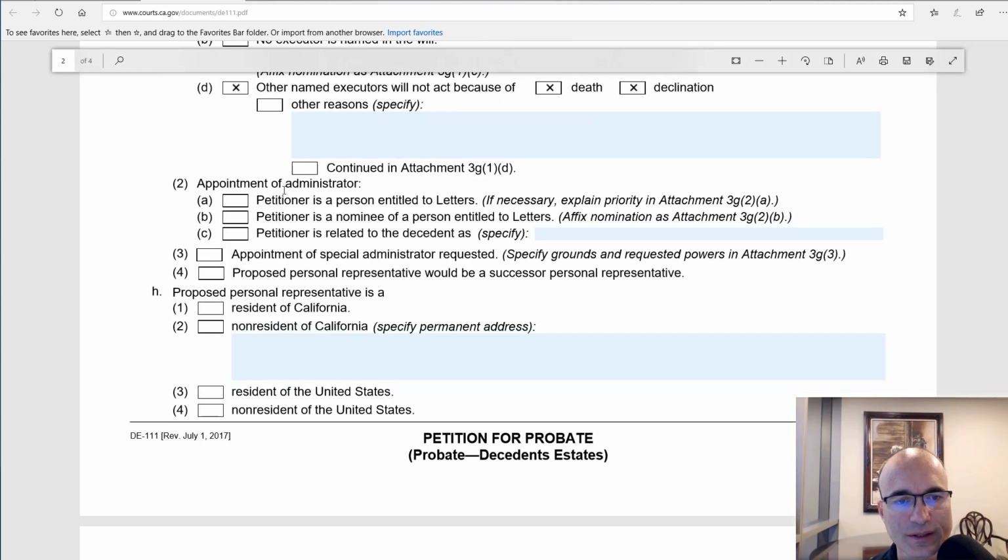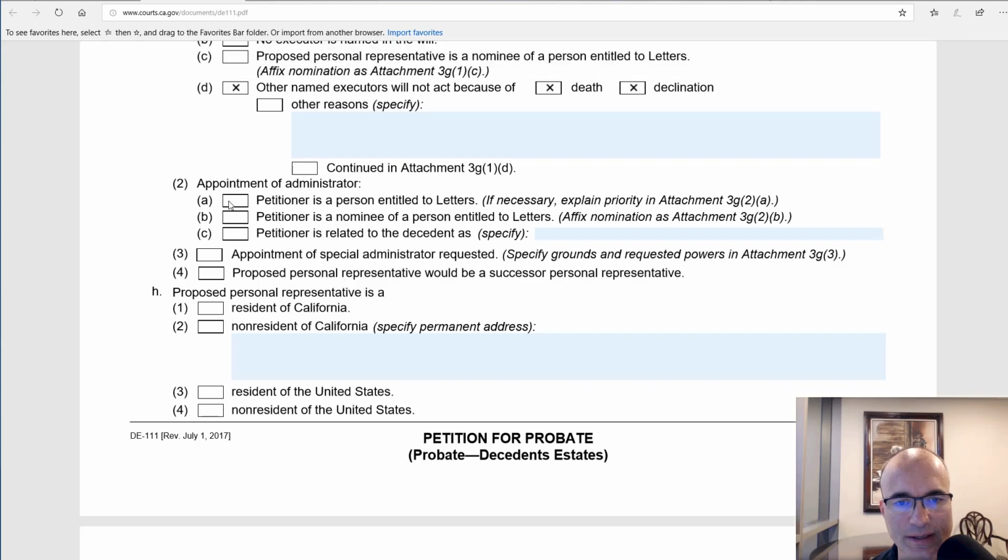If you're an administrator, then you check one of these boxes. So this is where you have an estate without a will, and this is where the petitioner is the person entitled to letters for some reason. And there's actually a list of priority under the probate code. So the spouse has first priority, and then the children, and so on and so forth. So whoever is going to be acting as the administrator for an estate that doesn't have a will, you'd mark the box that shows why you have the right to be appointed. It's probably going to be A, most likely.